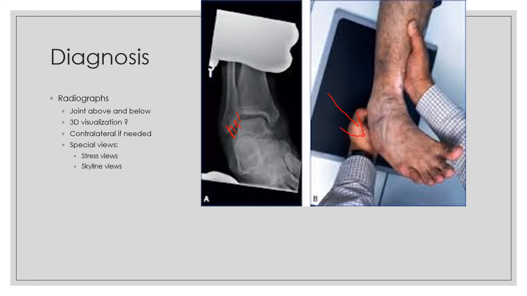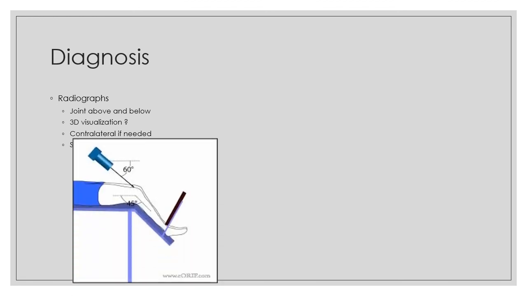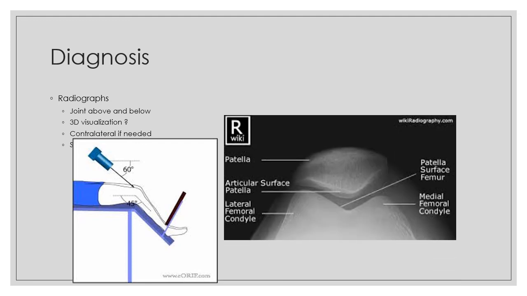You can also ask for skyline views. Skyline views are basically for the knee. You can check your patellar alignment. This could tell you the relationship of your patella over your femur. So you can see some widening over this side.